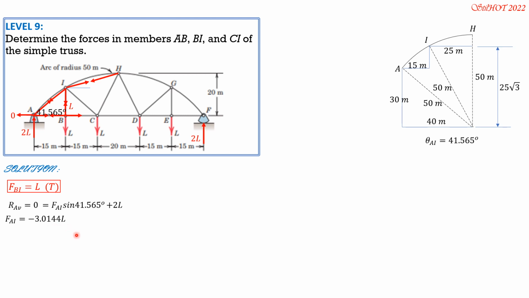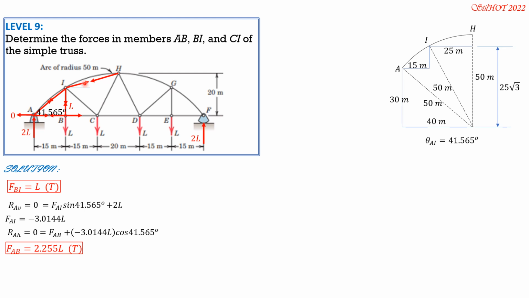Then RA horizontal equals 0. So equals FAB plus FAI, which is quantity negative 3.0144L cosine of 41.565 degrees. So those are the only forces involved. Then we can solve FAB, which is positive. It is tension. It is 2.255L tension.